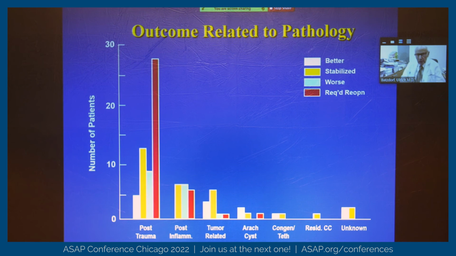Our most common situation was post-traumatic syringomyelia, and you can see that quite a number required reoperation. I would call your attention to the fact that there are, however, many yellow bars in this, and this means that when we shunted the patients, the neurologic deficit stabilized and did not progress, and that's really the aim of treating these patients.